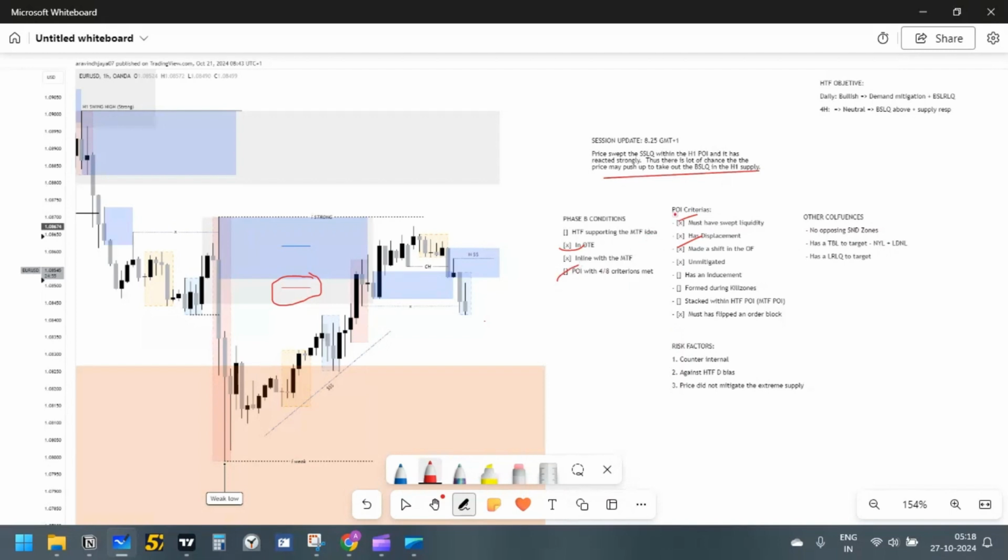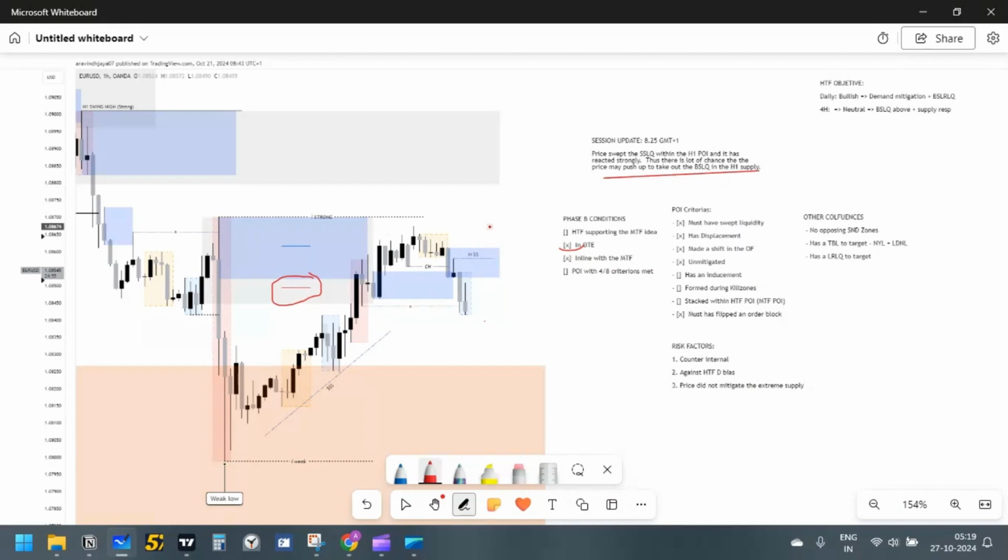So let's just quickly see what the POI criteria are. Did it sweep liquidity? Yeah, I think this is not the POI. This entire thing is the POI, and this POI is a refined version of this POI. To say technically, this is the order flow that I'm using to short the market. So within this order flow, this is a small order block, which is unmitigated now.